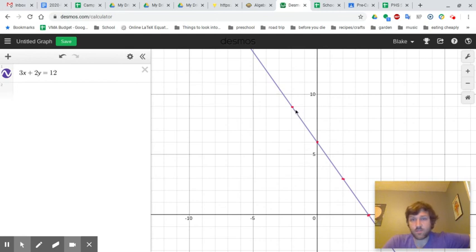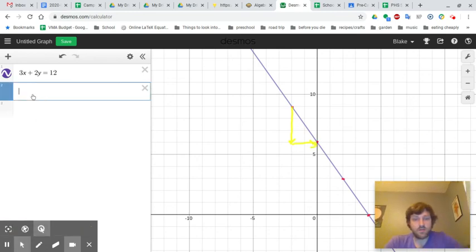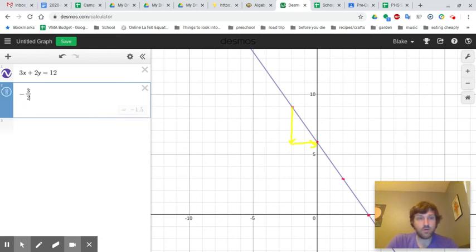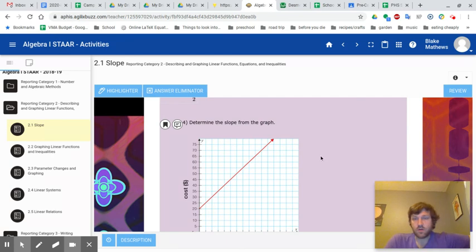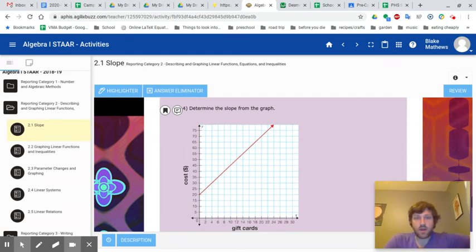So I can see that my graph of my line is going to be going down this time, down 3 and over 2. Down 3 over 2. And if you remember, that's going to be down 3 over 2. Negative 1.5 or minus 3 over 2. Go back over here, and that's one of our answer choices. So there's our answer.